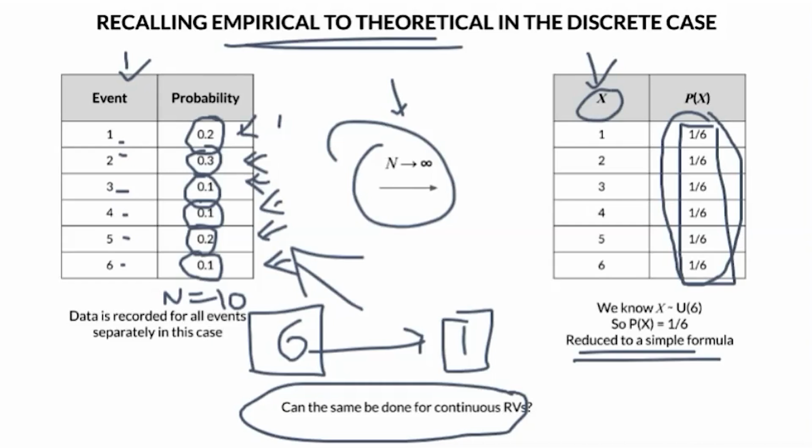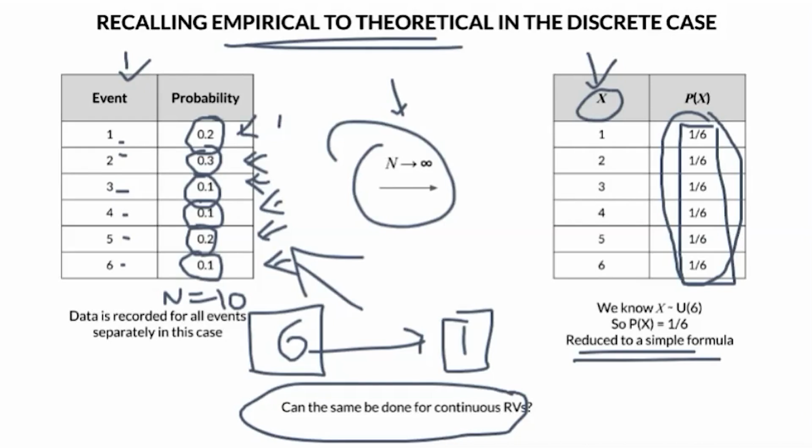Okay, I roll the die 100 times, 1000 times, whatever, and then I'm convincing myself, okay, I have equiprobable events, so 1 by 6, 1 by 6, 1 by 6, these are my probabilities. So I just need to remember that one number, 1 by 6. In fact, if you remember last session, I think the probability value was 1 by n in the uniform distribution. So the question is, can the same thing be done for continuous RVs?